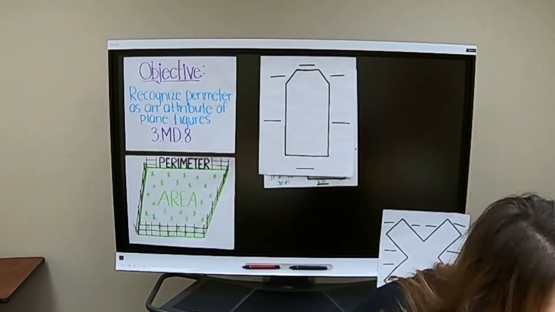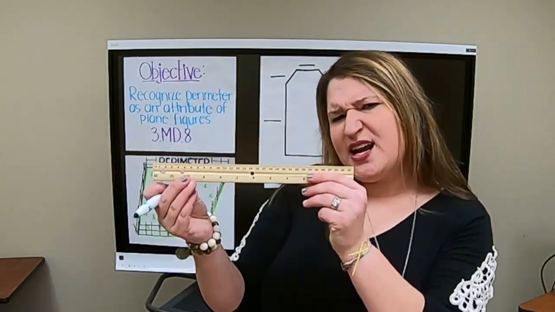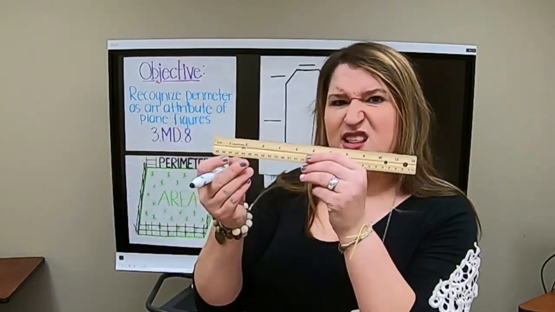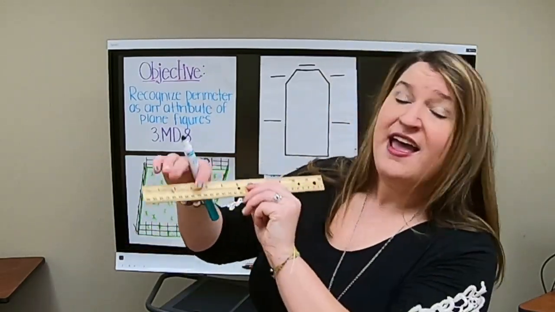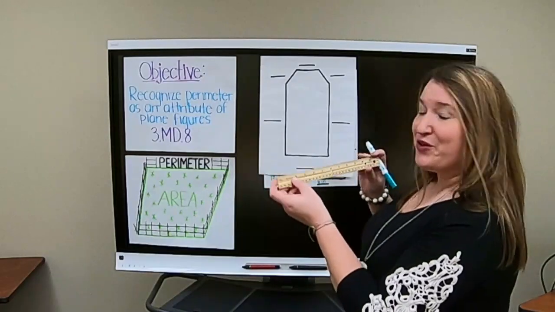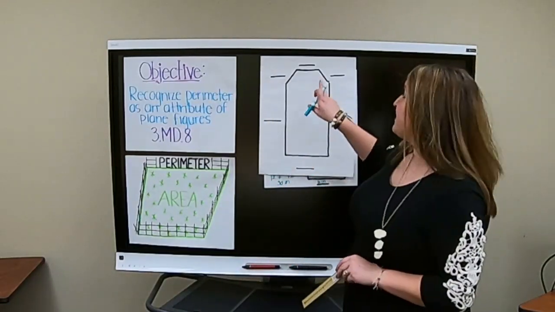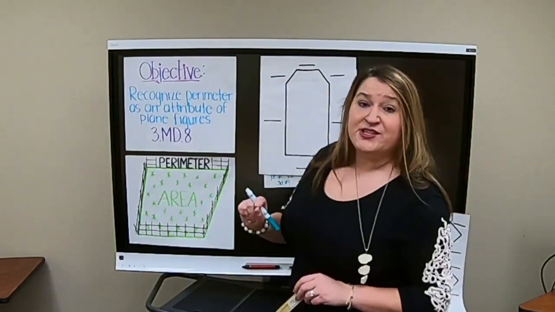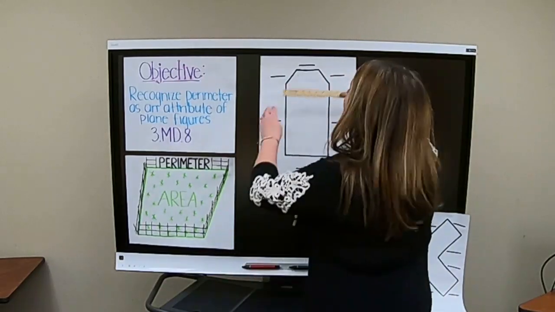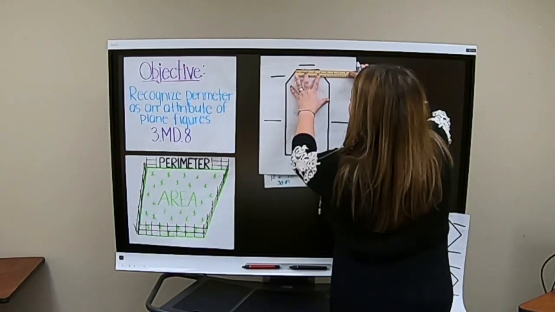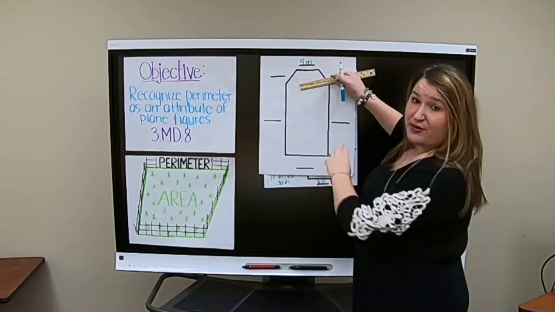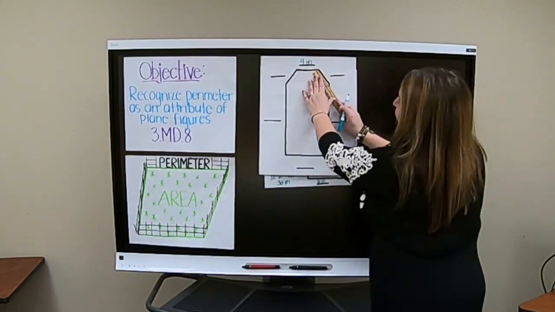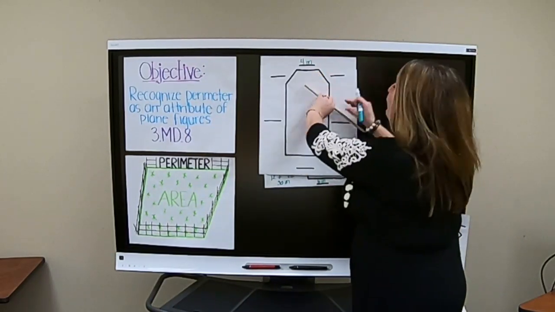okay? So tell me, do I use this side of the ruler or do I use this side of the ruler? First one, second one. Very good, I use the second side of the ruler. So what I'm going to do, I'm going to start here at the top and we're going to go ahead and measure. All right, so let's go. So the top is 4 inches. Okay, the side right here is 3 inches.